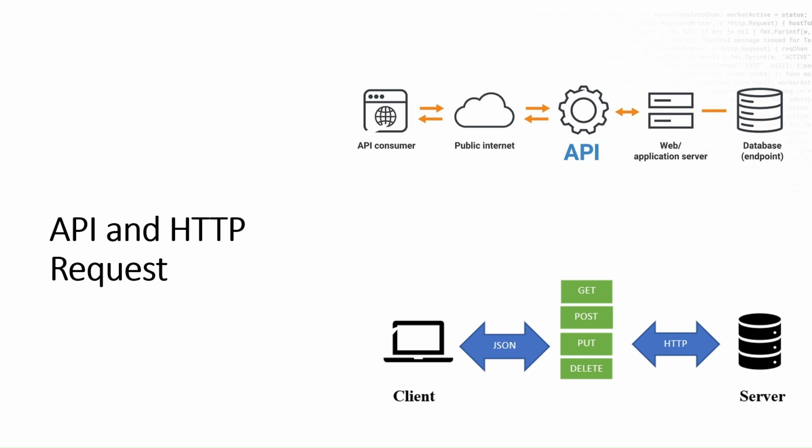They use HTTP requests, such as GET, to retrieve information such as a list of users, POST to send information such as submitting a form or creating a new record, PUT to update existing data, and DELETE, as the name suggests, removes data from the server. The server processes this request and responds with data, often in formats like JSON or XML.